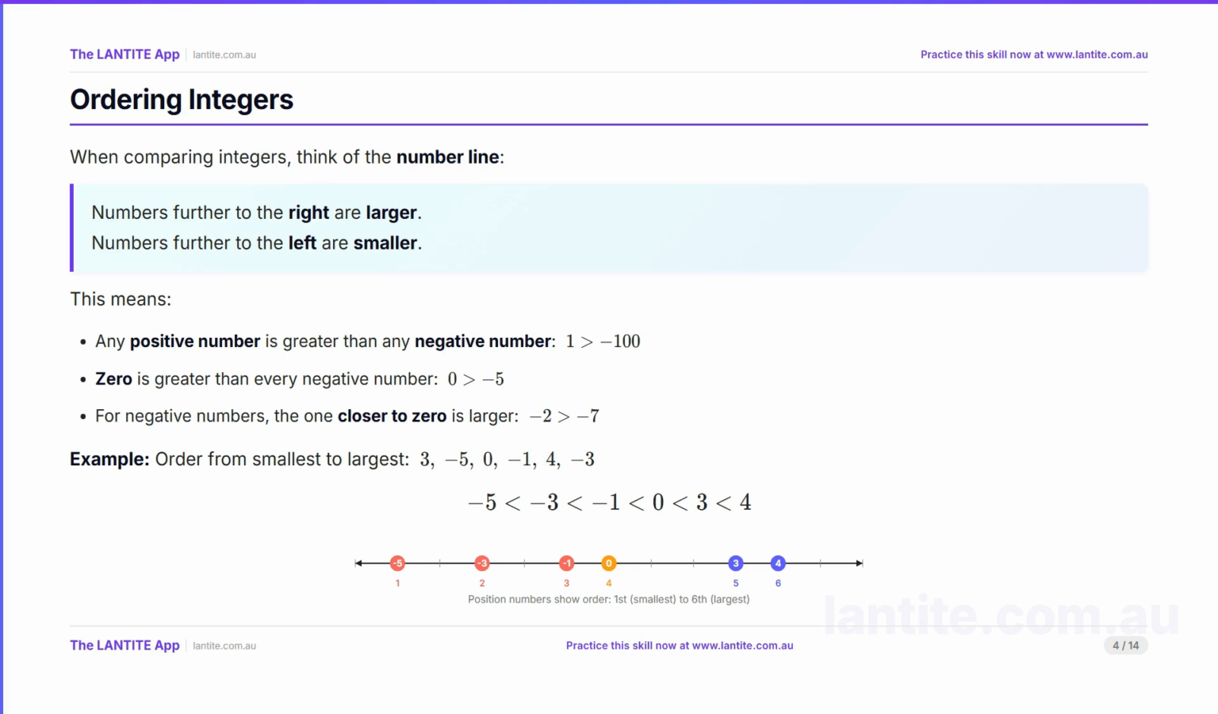Let's order the numbers 3, -5, 0, -1, 4, and -3 from smallest to largest. On the number line, -5 is furthest left, then -3, -1, 0, 3, and 4.